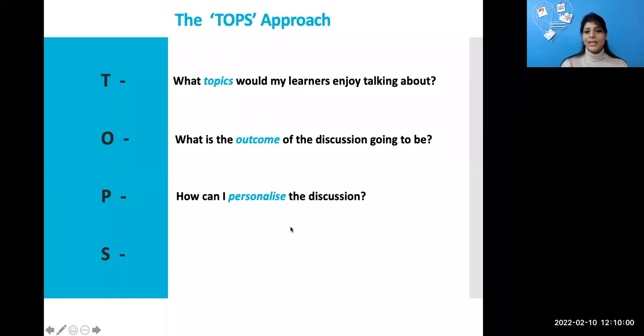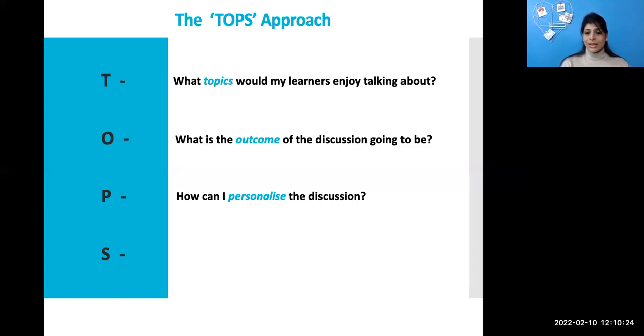So we all know that everybody loves talking about themselves. Their favorite topic is themselves. And as teachers of English, we always try to tap into that. We always try to exploit that by personalizing everything we do in class. And the same applies with group discussions. The more personalized the discussion, the more likely learners are to contribute to it.